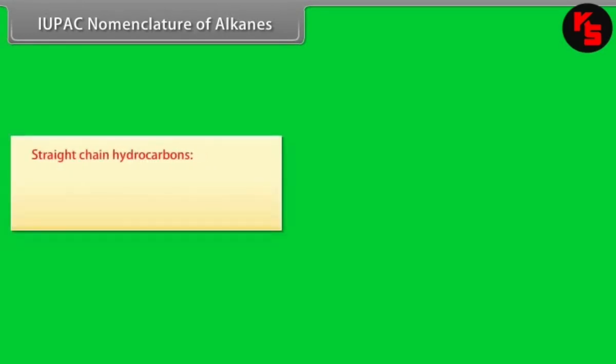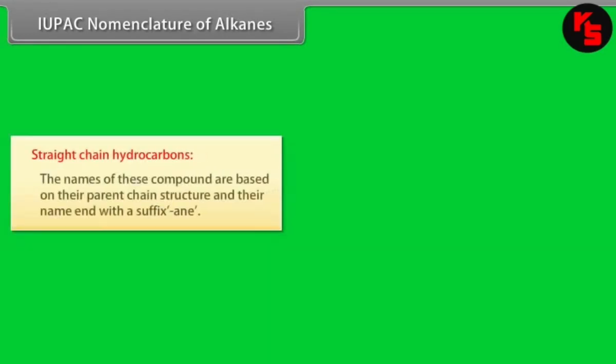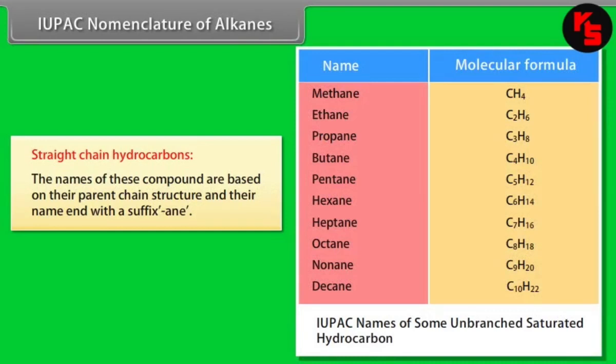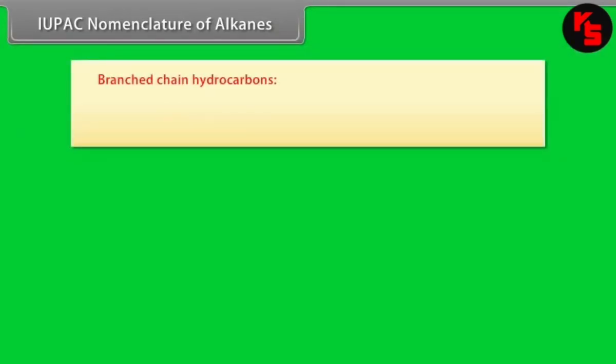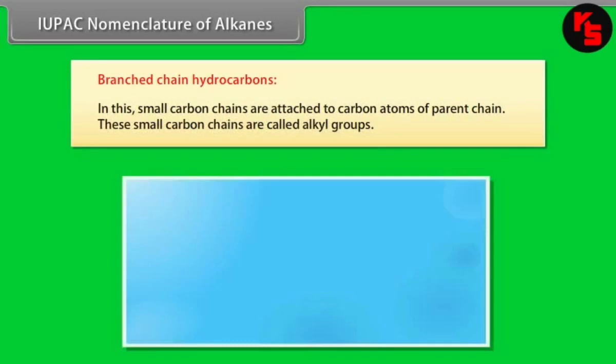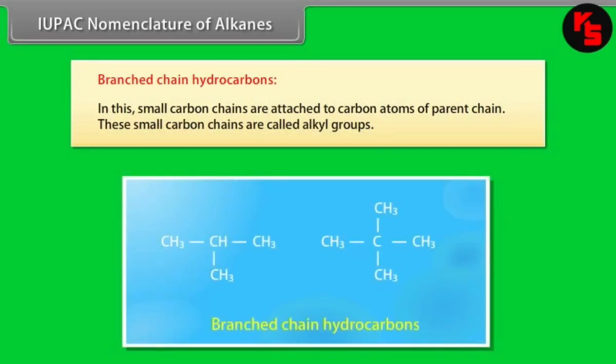IUPAC nomenclature of alkanes. Straight-chain hydrocarbons. The names of these compounds are based on their parent chain structure, and their name ends with the suffix -ane. Branched-chain hydrocarbons. In this, small carbon chains are attached to carbon atoms of the parent chain. These small carbon chains are called alkyl groups.